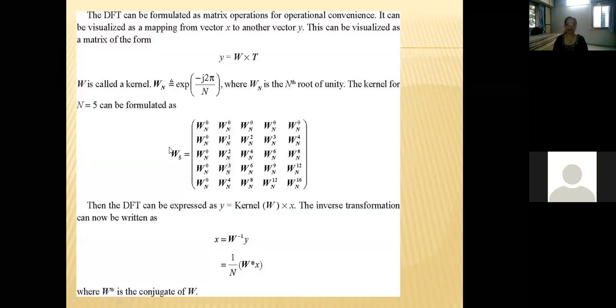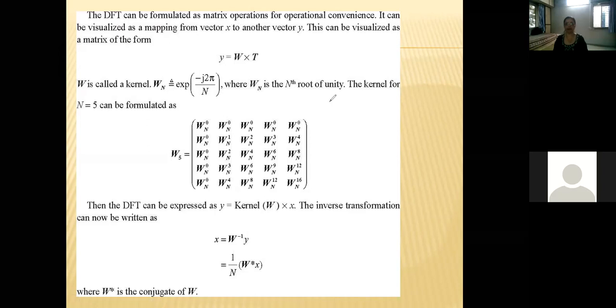One example of this coefficient matrix is as shown here. Say we consider image size as 5 by 5, that is, n is 5. In that case, your forward transformation kernel is given as shown here. It is denoted here by W_n. W_n is given by e raised to minus j 2 pi by n, and the complete forward transformation kernel term is given by W_n raised to ux.